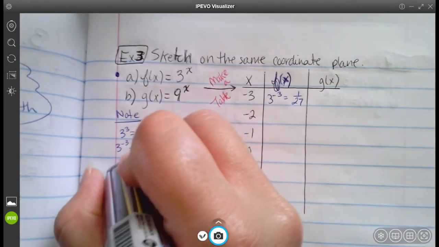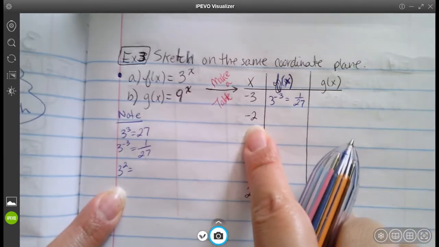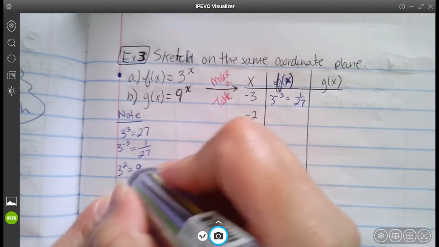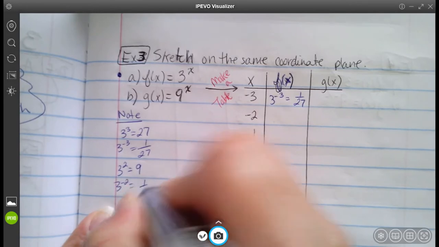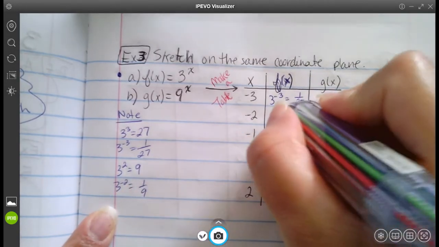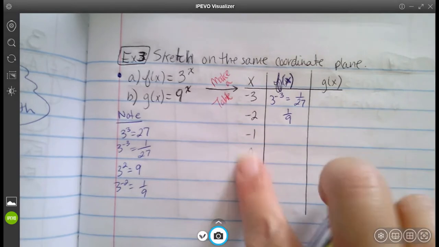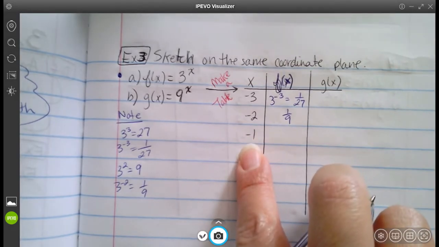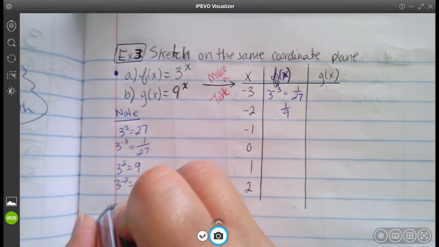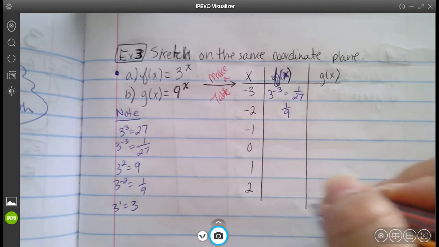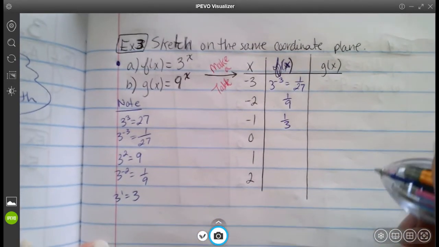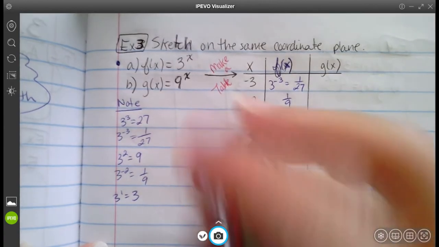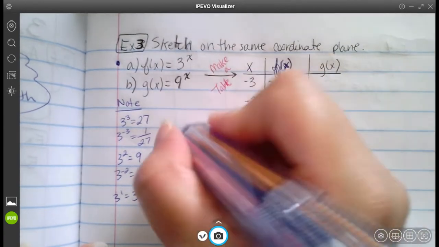3 to the second power is going to be 9. But if I flip it, if I make that negative, it's just going to be 1/9. So this one is 1/9. 3 to the negative first power, remember, again, 3 to the first power is 3. If I flip it, it's 1/3. Easy as that, okay? This one's a little bit tricky because we tend to forget this property.